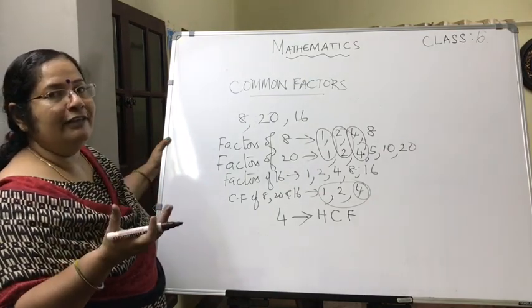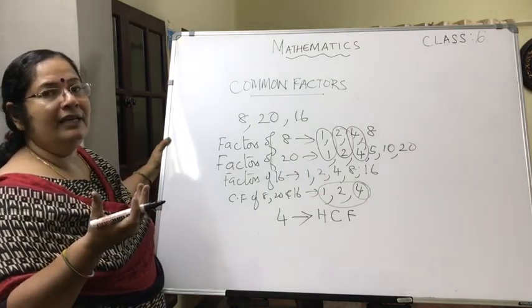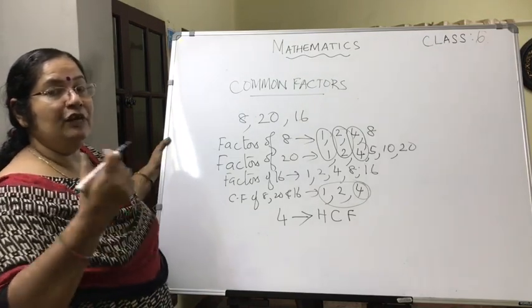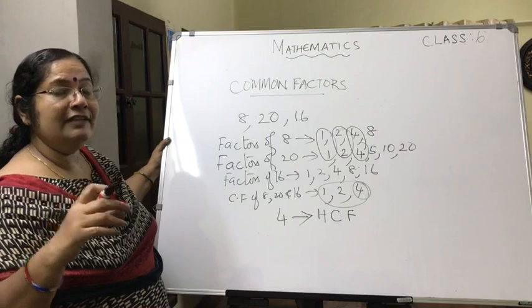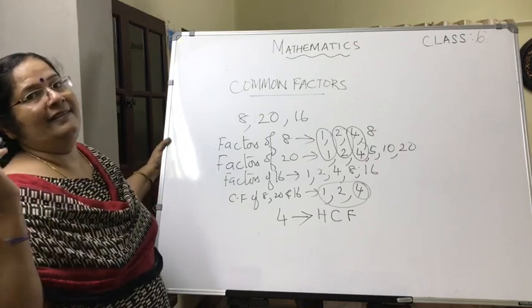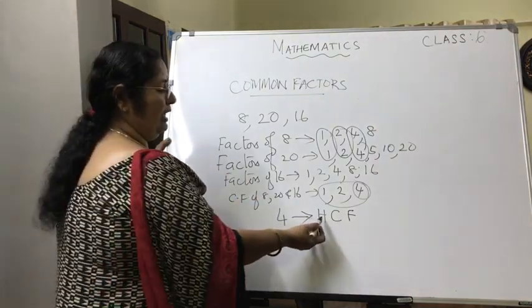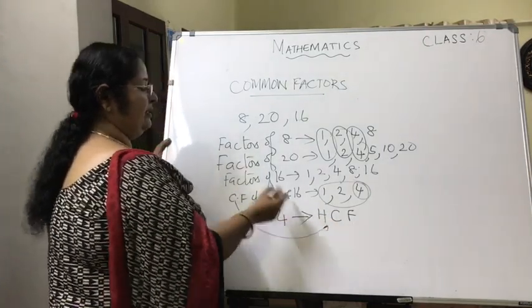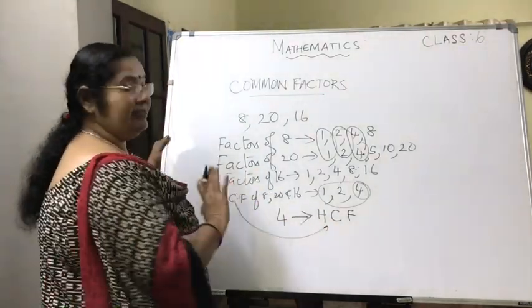How did you get the highest common factor? You find factors for the given numbers individually. Then you find which are the common factors. Finally, you see among the common factors which is the highest. That will give you the highest common factor for all these numbers, that is 8, 20 and 16. The highest common factor is 4.